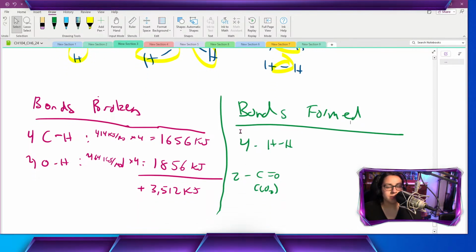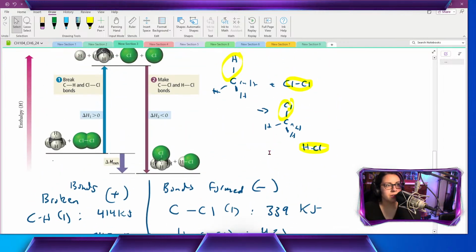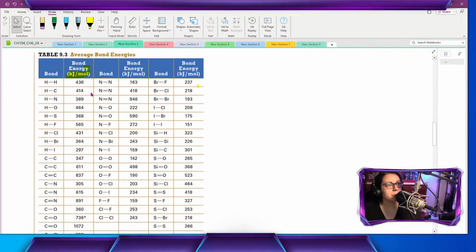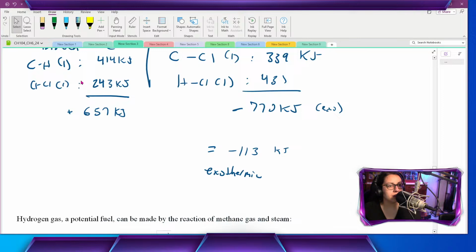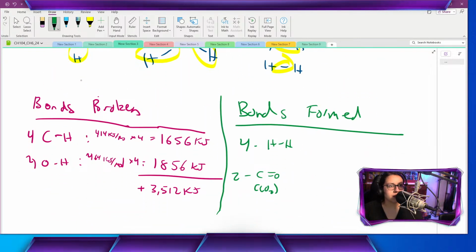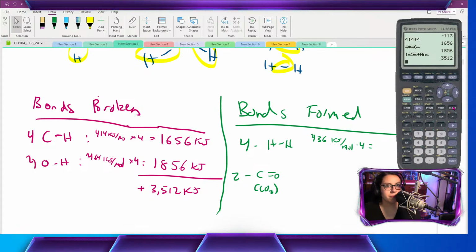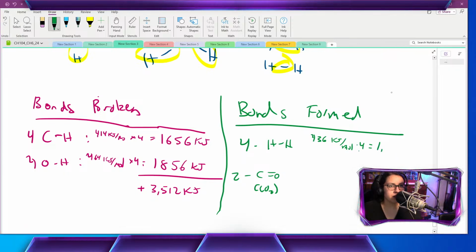The same process. Let's look up the values again. So HH, 436 kilojoules per mole. So I'll write that. So times 4. Let's punch that out. So 1,744 kilojoules.